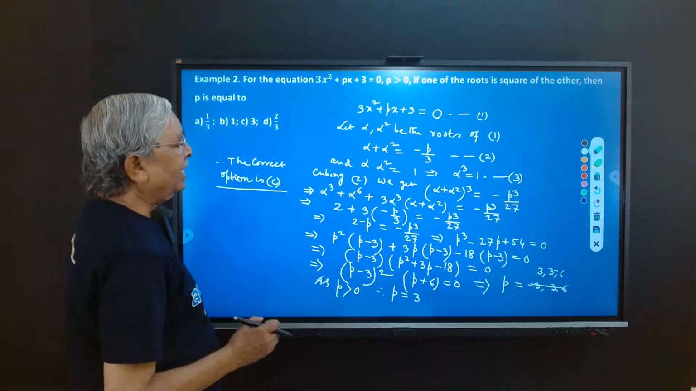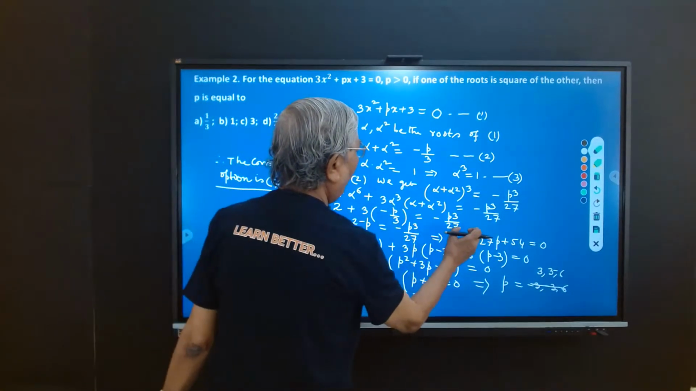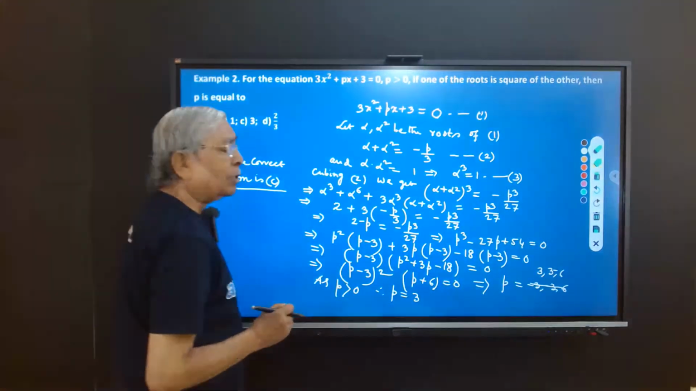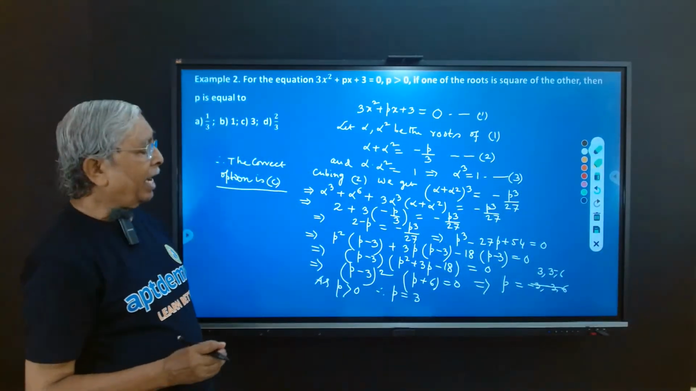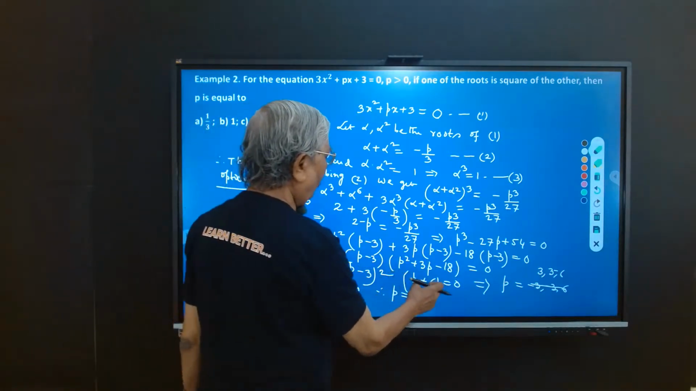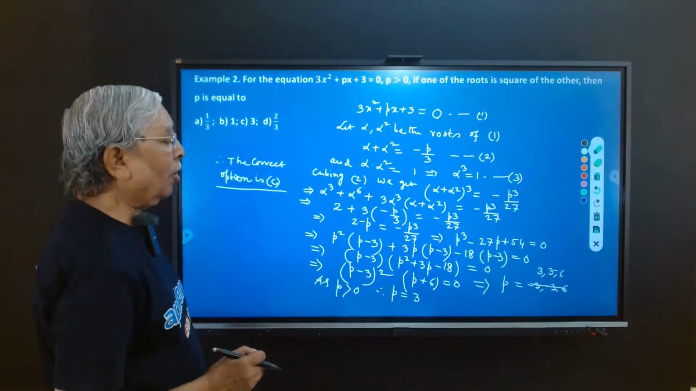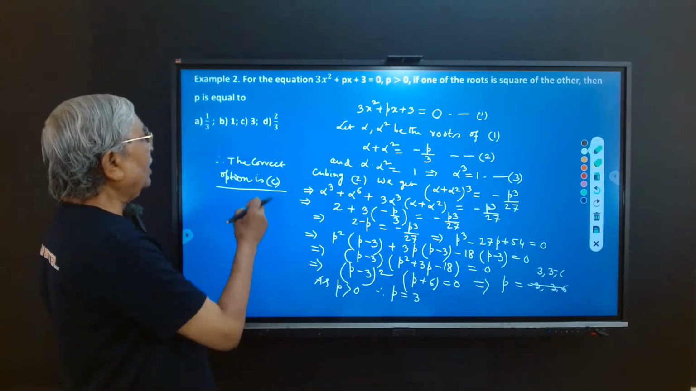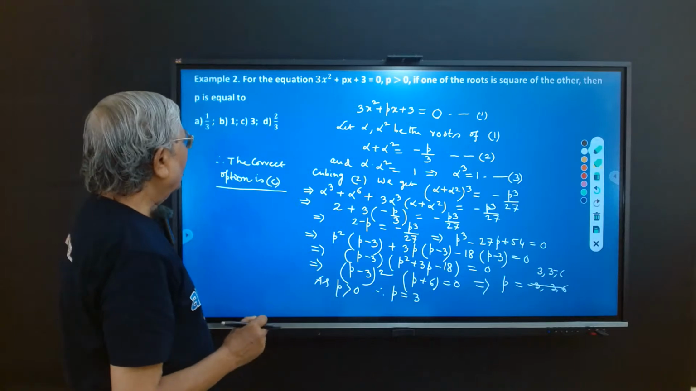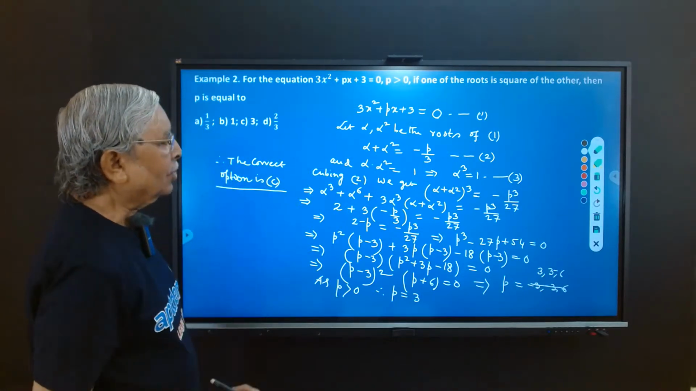So we can write this, eliminating alpha, as p cube minus 27p plus 54 equal to 0, and factorizing it, we have got p minus 3 whole square into p plus 6 equal to 0. So p equal to 3 or minus 6. Because you are given that p is positive, p must be equal to 3. So the correct option is C.